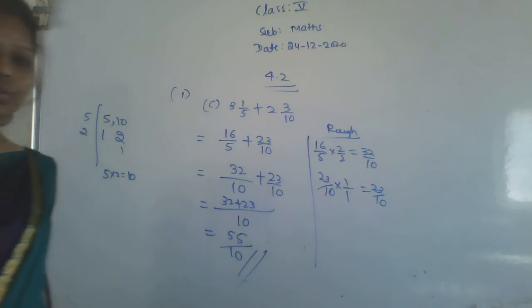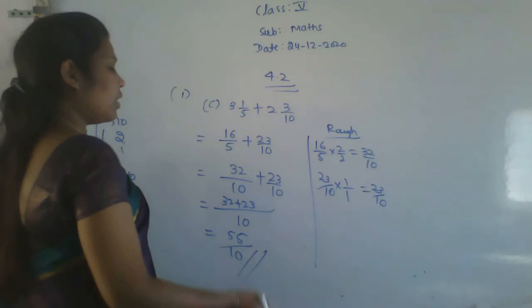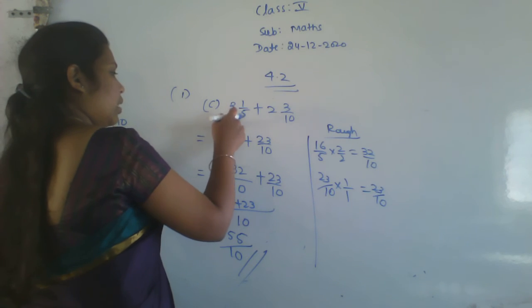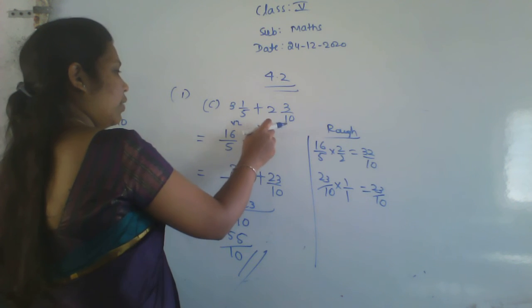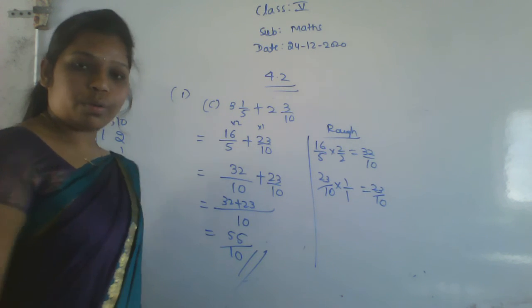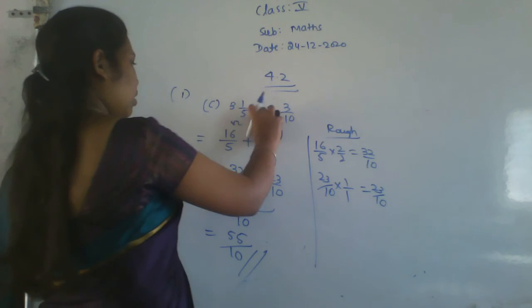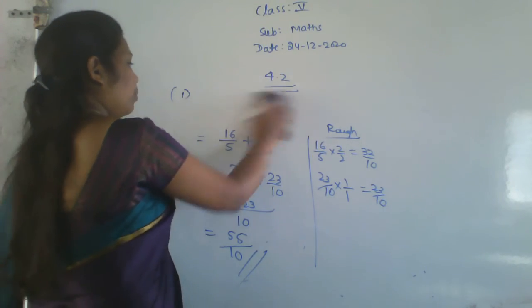Okay, so like this you have to do. Otherwise we can take it directly here: 5 twos are, here 2s are, and here 1s are. 16 twos are 32 and 23 ones are 23. Like that also you can do. It's your wish. Okay, so go for the next problem.